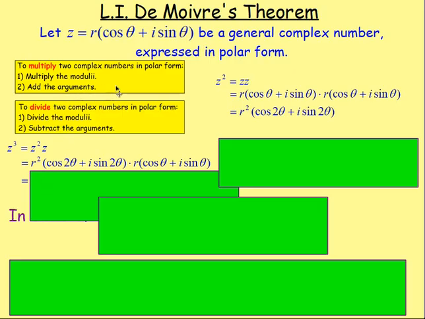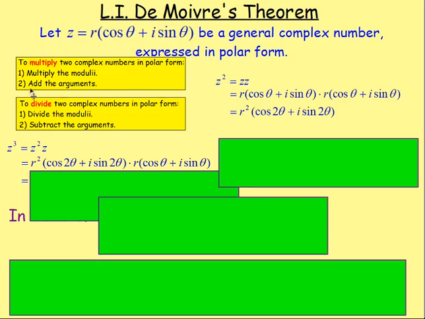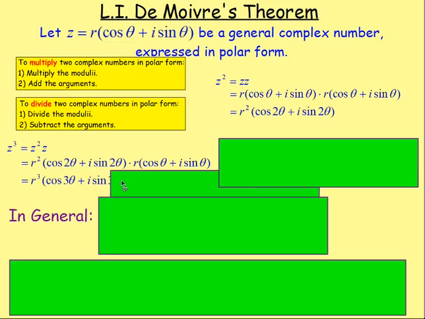If we do that once again, we're going to multiply the moduli and add the arguments. So we'd have our r squared times r, so we'd end up with r cubed. And because we've got cos 2 theta and cos theta, we just add the arguments, so it's cos 3 theta. And the same with sine, we'd have i sine 3 theta. Just add the arguments. Let's take that one step further, but you're maybe seeing a pattern already.